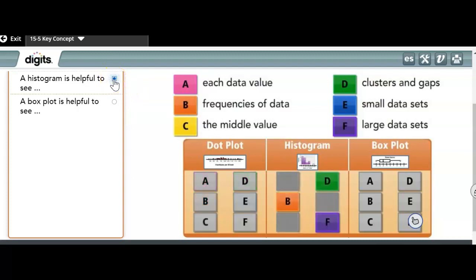Moving on to histograms. They said for histograms we should use frequencies of data, clusters and gaps, and large data sets. Would anyone like to challenge to take off B, D, or F? You all think B, D, and F should stay up there? You want to challenge digits?